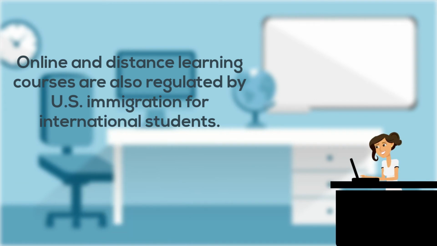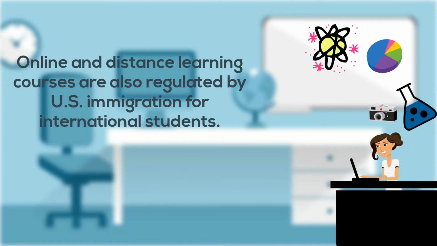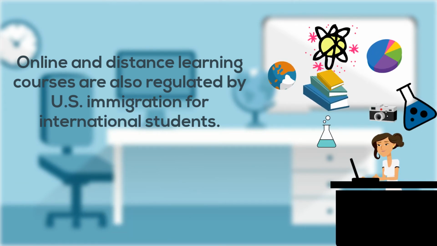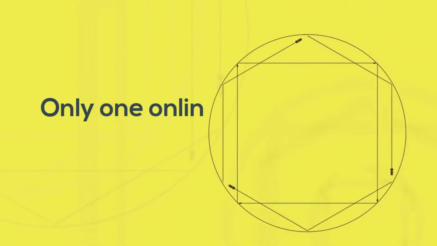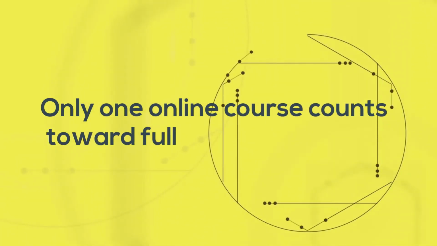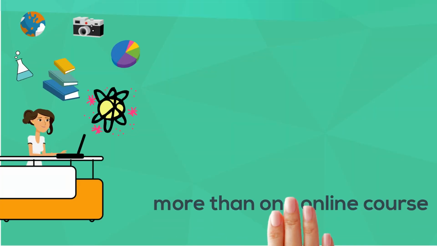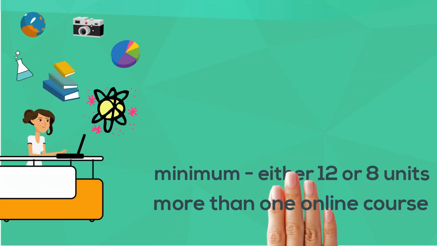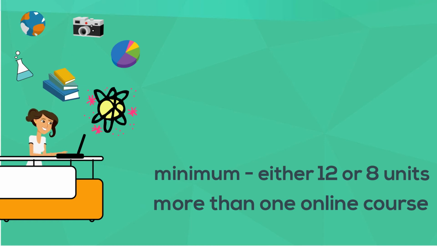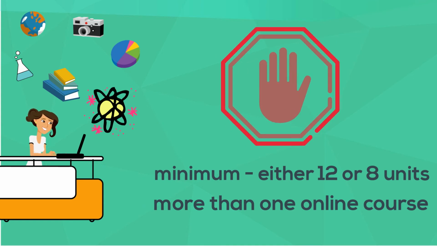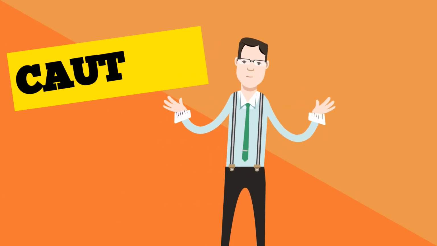Online and distance learning courses are also regulated by U.S. immigration for international students. Only one online course counts towards full-time enrollment. If you are taking more than one online course and you are only enrolled at the minimum units for full-time status, as allowed by your degree level, either 12 or 8 units, then you are out of status and in violation of U.S. immigration law. So be careful when selecting your courses.